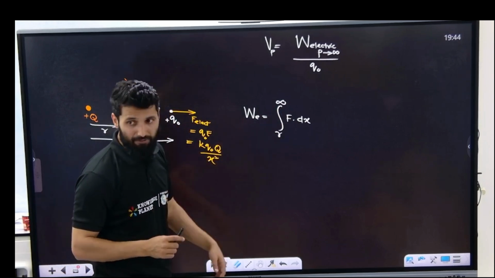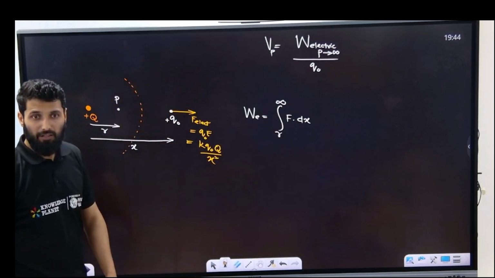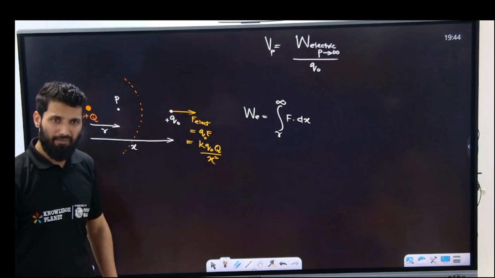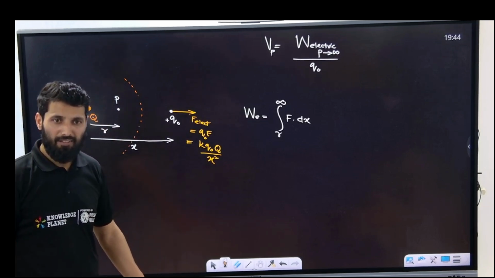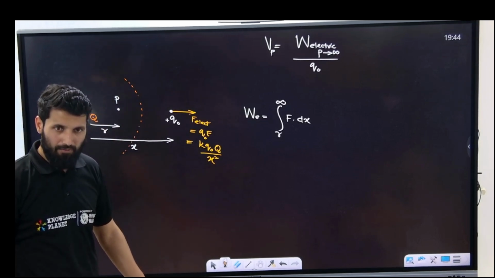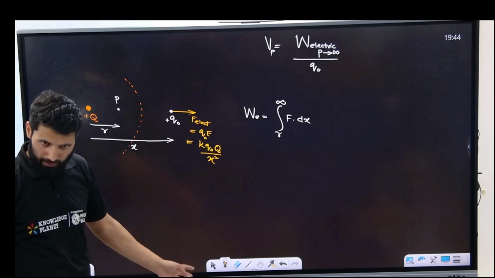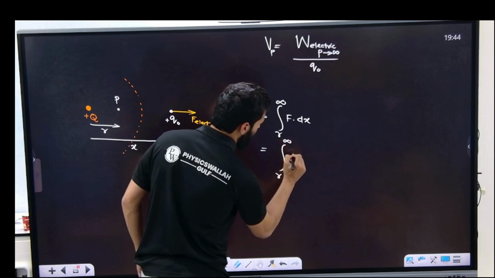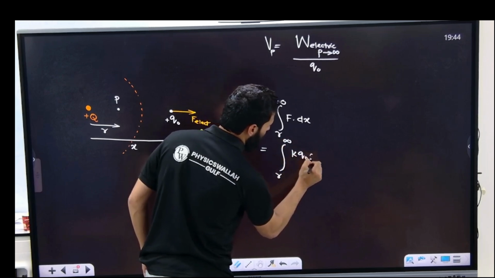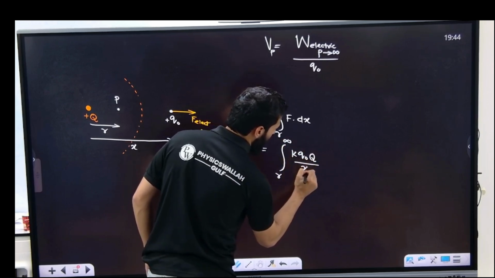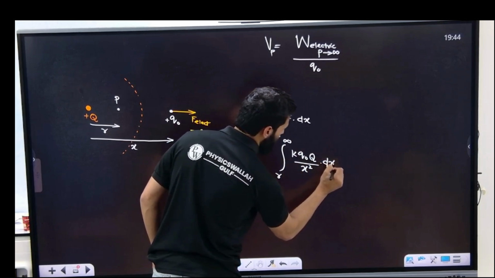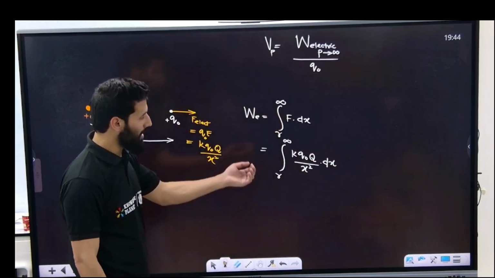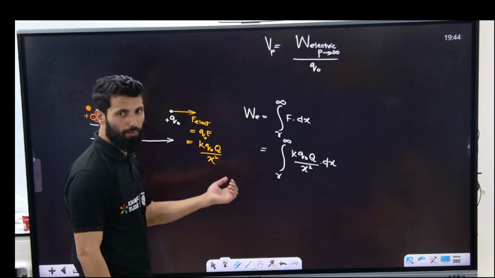Sir, how to write F? No problem. F is K Q1 Q2 by R square. Is it tough? Any doubt you have, please ask me now. Should I continue? Okay. So I will write the integration from R to infinity of K Q naught Q divided by X square with respect to dx.